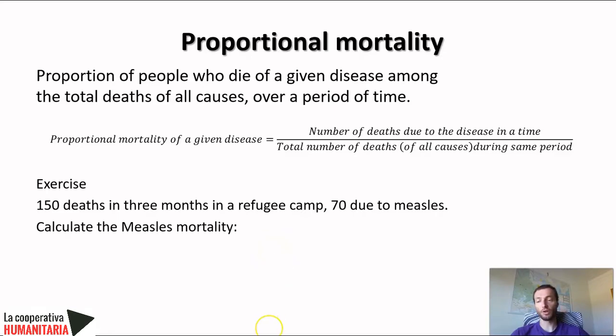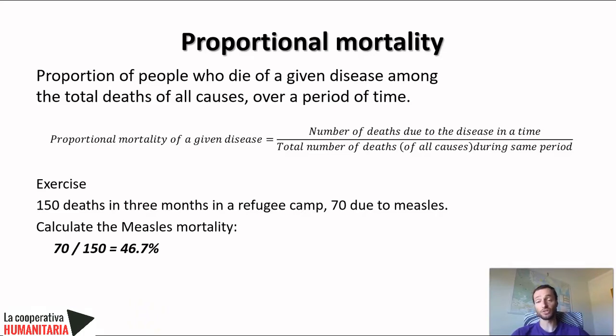Good. If you calculate properly, the result would be 70 divided by 150. It's 46% of deaths due to measles, which is huge. It's half of the deaths due to one disease, only one disease. The rest of the deaths are due to other diseases.